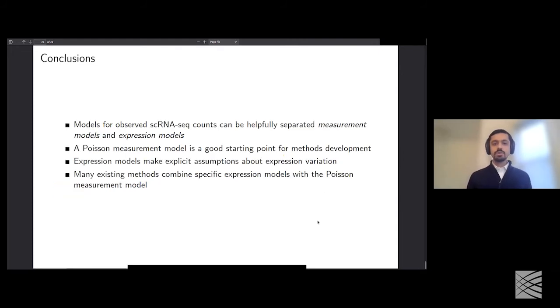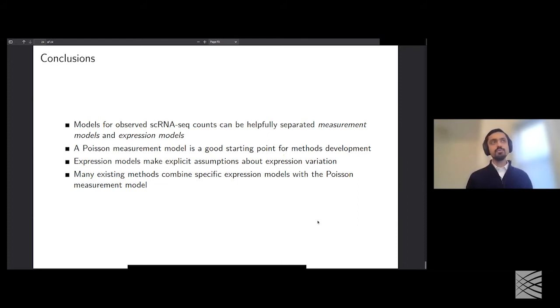Okay, so to conclude, what I've argued in this talk is that models for the observed single cell RNA-seq counts can be helpfully separated into measurement models and expression models. The reason to do this is to make explicit your assumptions about measurement error and about gene expression or about biology. What we argued is that theory and empirical evidence point to the Poisson measurement model as being a good starting point for methods development. It's a simplification, but it's a useful simplification.